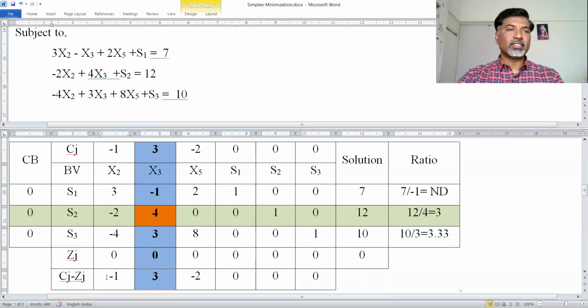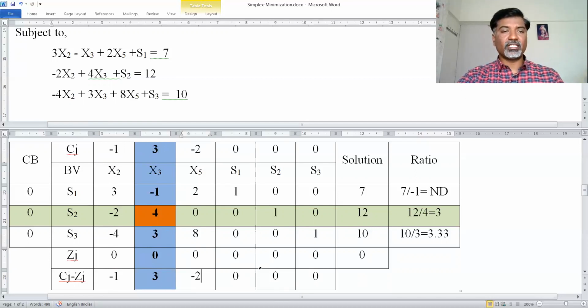The next one is Cj minus Zj. How to calculate Cj minus Zj? The value of Cj is here, and the value of Zj we have calculated. So we just have to subtract Cj minus Zj. Minus 1 minus 0 is minus 1. 3 minus 0 is 3. Minus 2 minus 0 is minus 2. 0 minus 0 is 0. In this fashion you have to calculate Cj minus Zj.